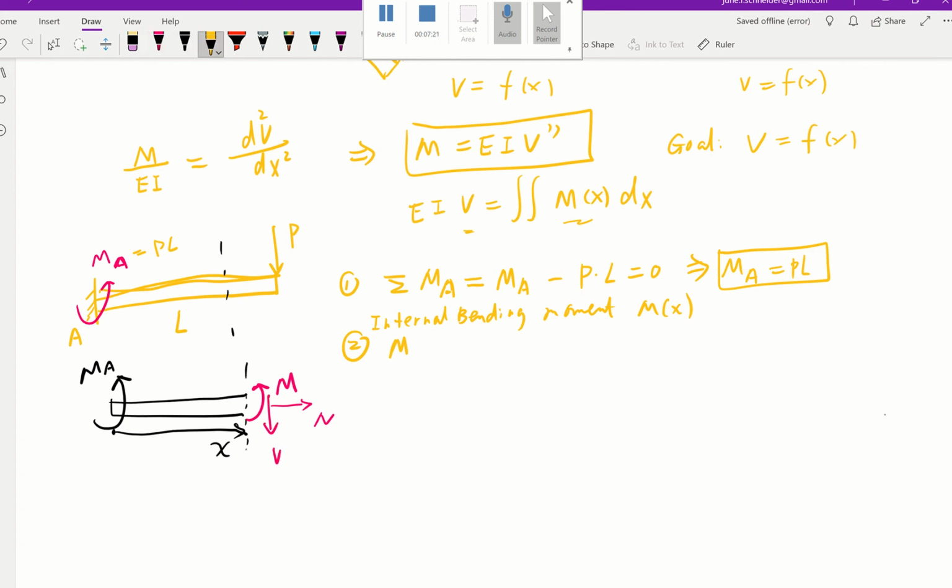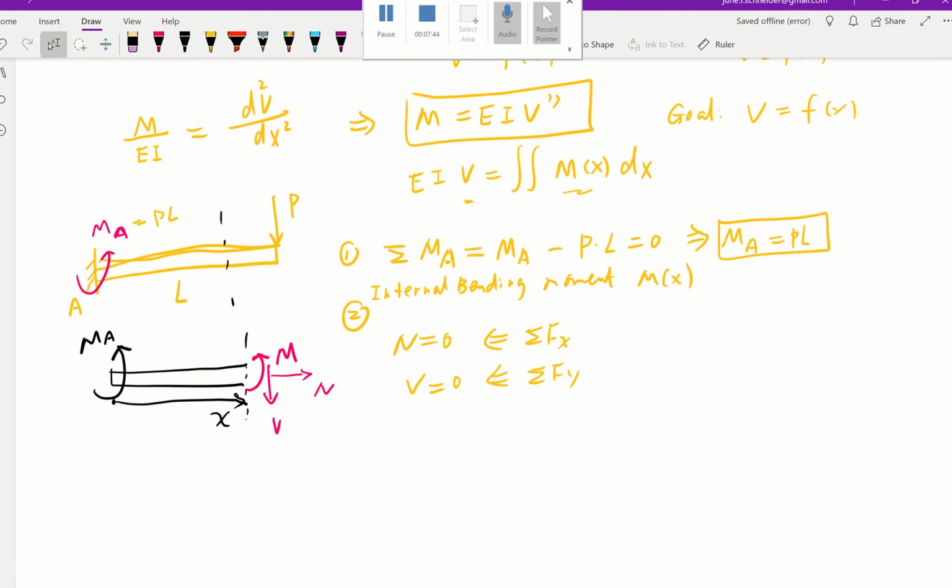So now we're going to go ahead and solve them. Obviously, you can tell me what N is gonna be. Normal force is gonna be equal to 0 because that's the only force in the X direction. And then we're gonna look at force in Y, and we figure out shear is 0. So the only thing we need to solve is moment.